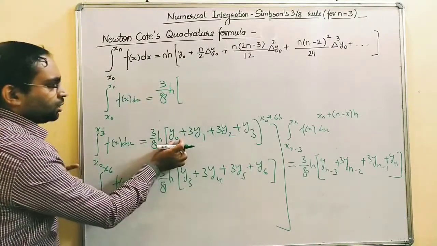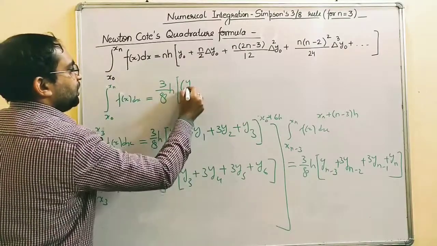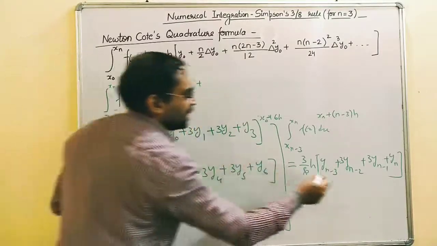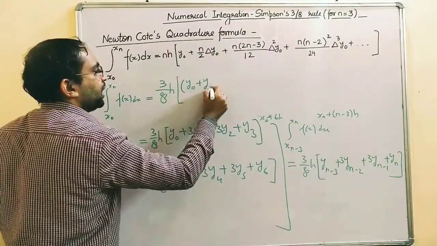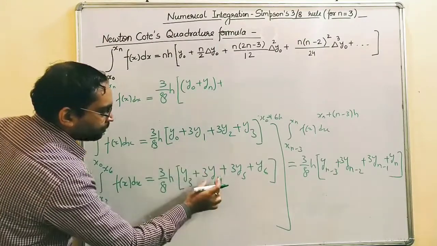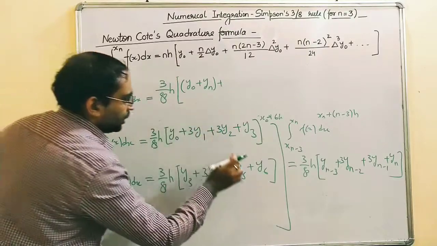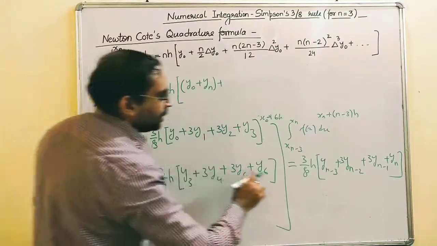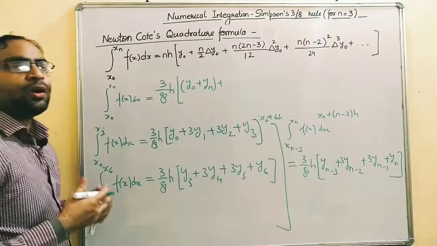Now we can see y0 in all the formulas will come just once. So let me keep it y0, and the last one yn will come once. So this is y0 plus yn plus. And now you can see 3y1, 3y4, 3y2, 3y5, 3yn minus 2 and 3yn minus 1. So we have a group of thrice.